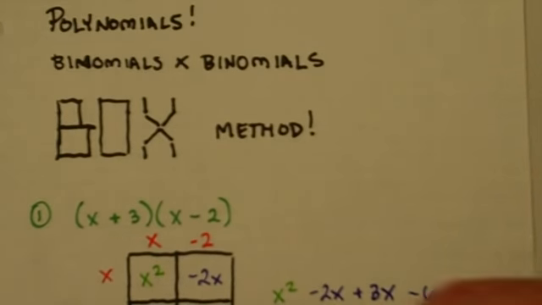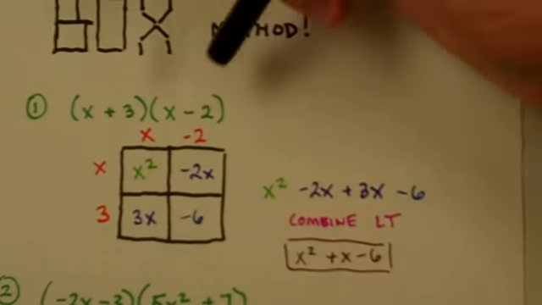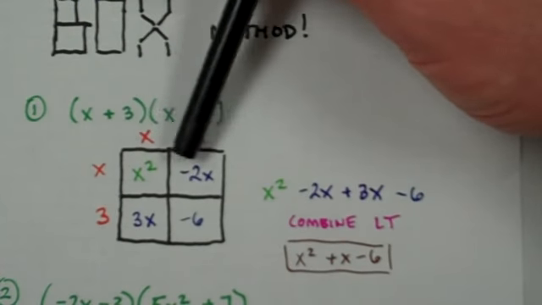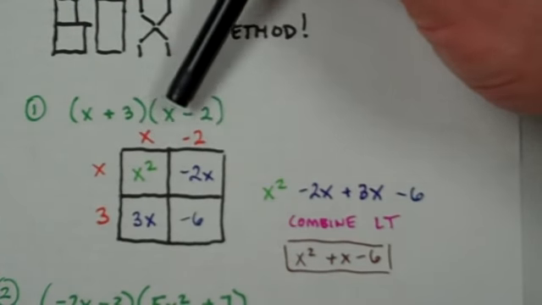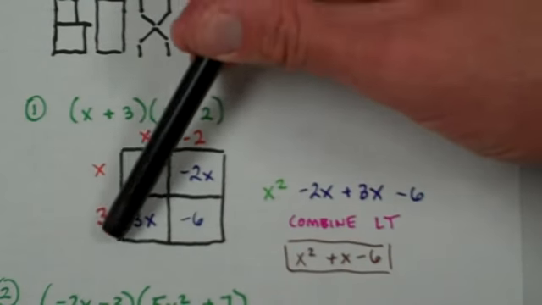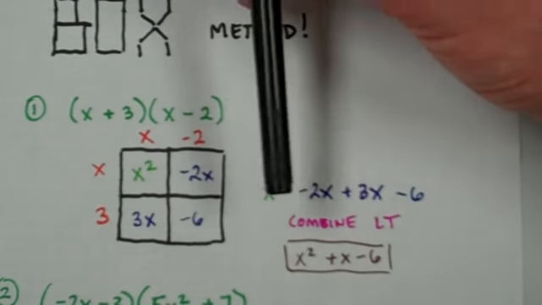Let's say I'm doing x plus 3 times x minus 2. Notice I've drawn the box here. It's a 2 by 2 box, and I put the terms or the binomials on the outside of the box. So here's my x minus 2, and here's my x and 3. Each monomial gets its own little row and column. Then it's almost like Battleship from here.